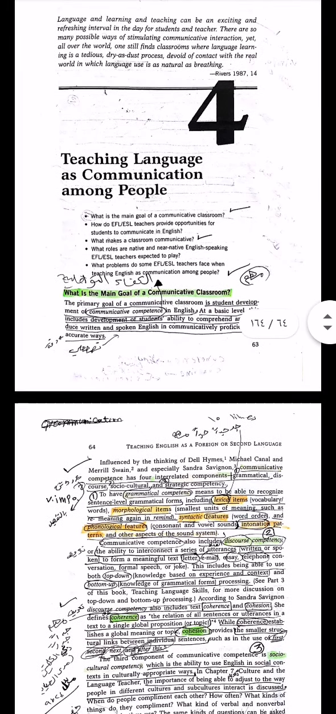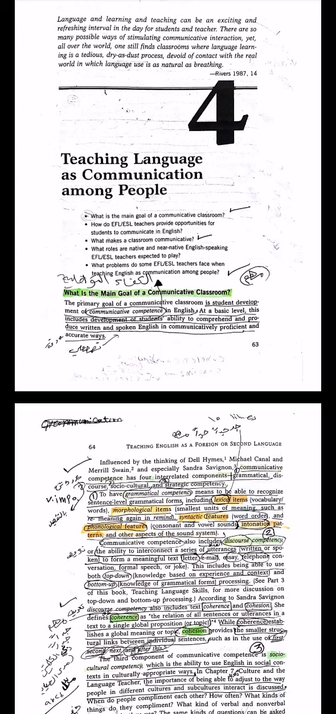So we are moving to what is the goal of communicative classroom. So communicative classroom, what does it mean? The primary goal of communicative classroom is student development of communicative competence. So in order for communicative classroom to take place, learners and students should develop communicative competence. So what is meant by competence and what is meant by communicate?